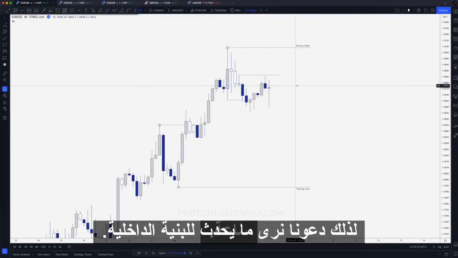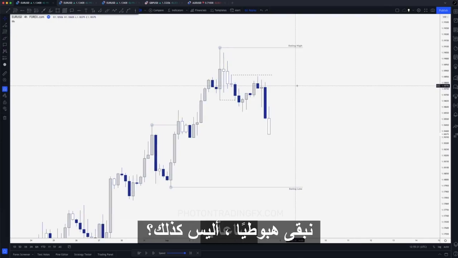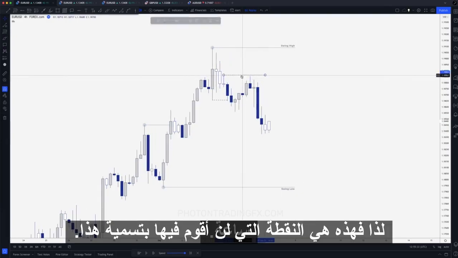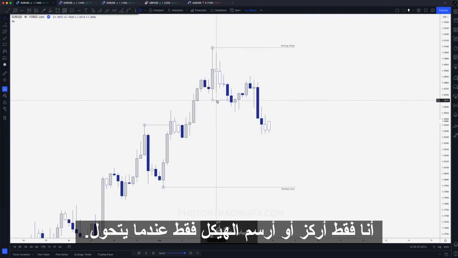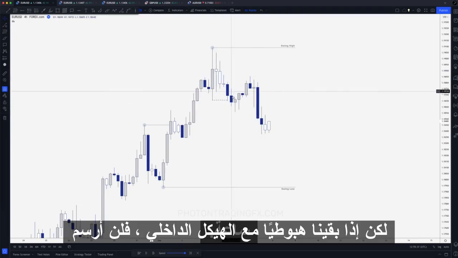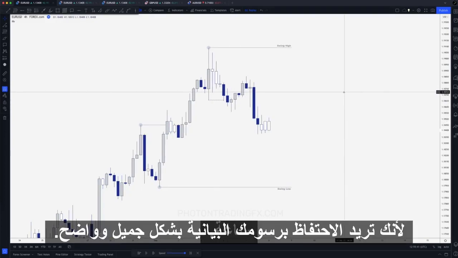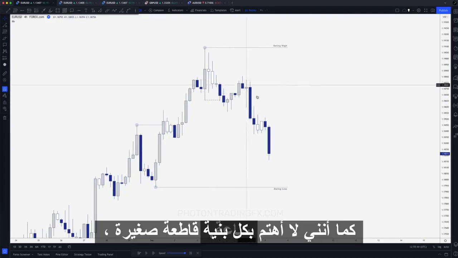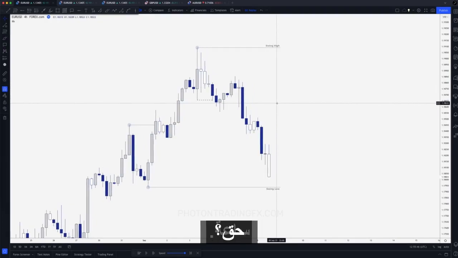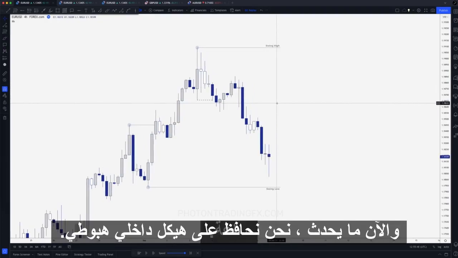So let's see what happens with the internal structure. We stay bearish, we continue. I'm not going to label all of this. I only draw on structure when it shifts. If we stay bearish with the internal structure, I'm not going to draw anything on, because you want to keep your charts nice and clear. And I also don't care about every single little break of structure. So now we've stayed bearish in internal structure.